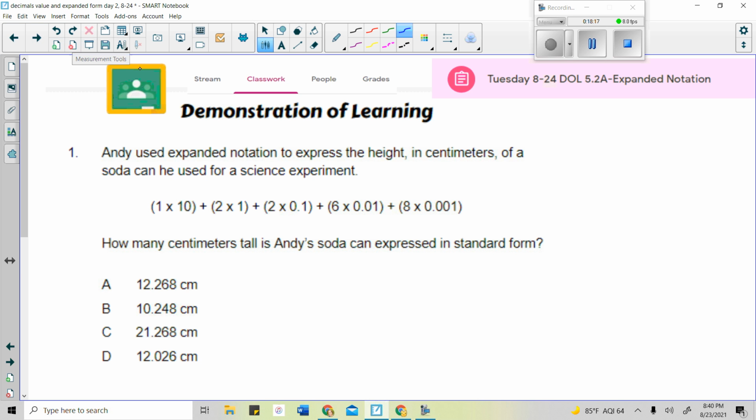the next thing I need you to do is go do your DOL, which is for a grade. So if you go to Google Classroom, where it says classwork, and find this where it says Tuesday, DOL, expanded notation, you're going to click on the All in Learning link, and it will take you to the site where you can put in your answers, and it will give you your grade when you're done.